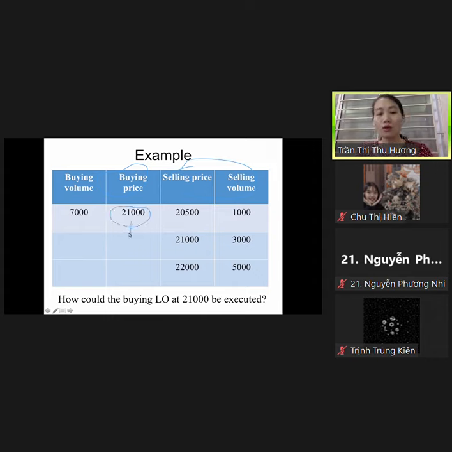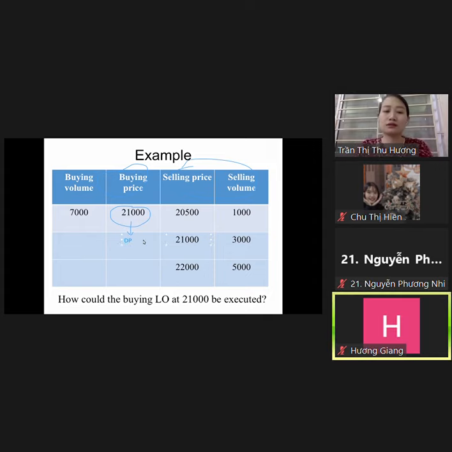Now how do we call 21,000 dong here? It is the price that the investor gives when they place a limited order. So it is called the determined price. It is a determined price.